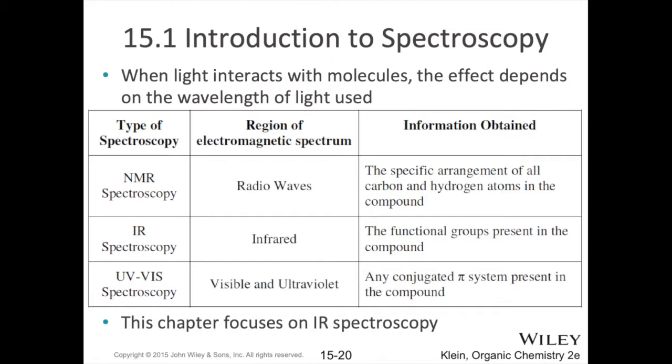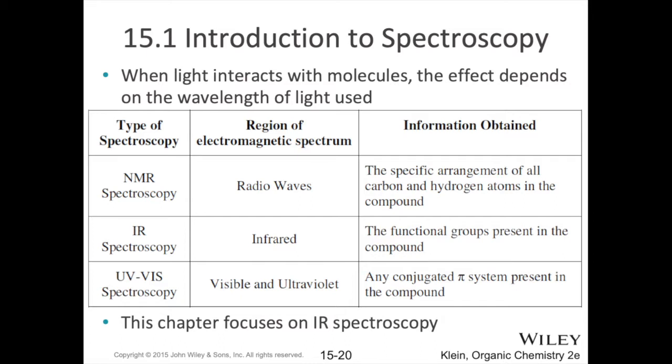There's also a magnetic field involved with that, hence the M in nuclear magnetic resonance. In this chapter, we're going to look at IR spectroscopy, and so here we're going to use the infrared part of that spectrum. In two chapters, we'll look at UV-vis spectroscopy, as I mentioned earlier, and of course the UV stands for ultraviolet, and the vis part of that is the visible spectrum.